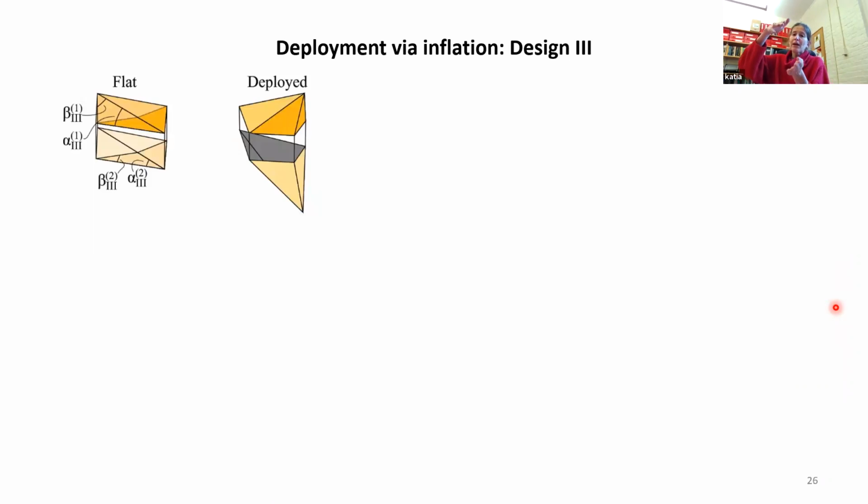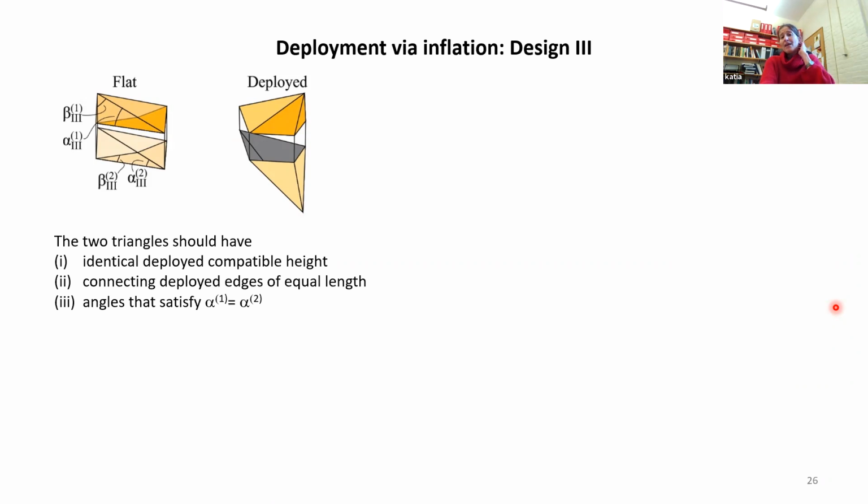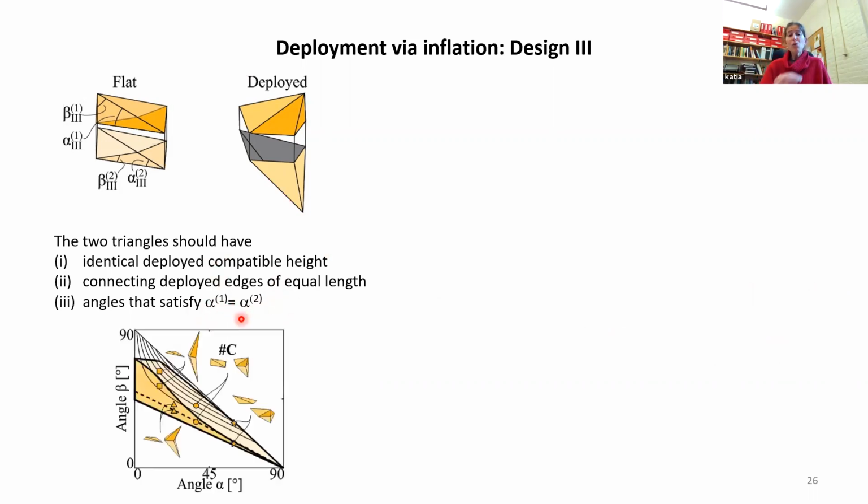Well, up to now we have been pairing triangles side to side, but we can also pair them up and down, right? Paired by the face. And now the criteria are similar. We need the triangles to have identical compatible height. We want the edges to have the same length. In this case, the closing requirement is different. The two angles alpha for the two triangles have to be identical. And now what we see when we do this is that we further expand the space from which we can pick triangles.